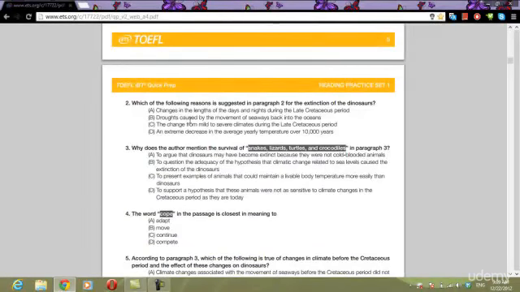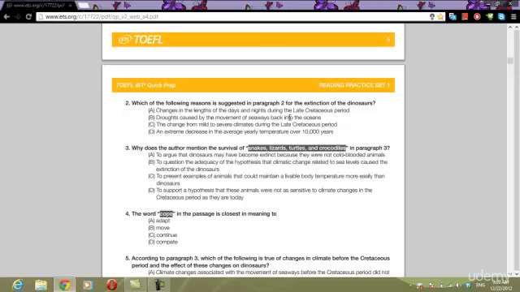Choice A says changes in the lengths of the days and nights. No mention of that at all in our keyword sentence, so we know that is wrong. All right, droughts caused by the movement of seaways back into the oceans. All right, this one is wrong.